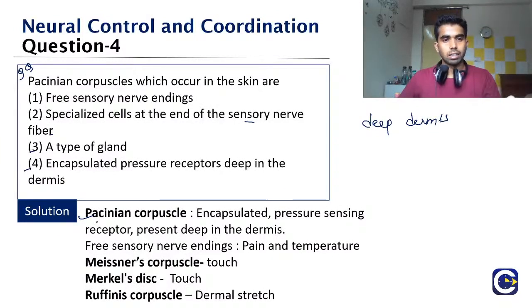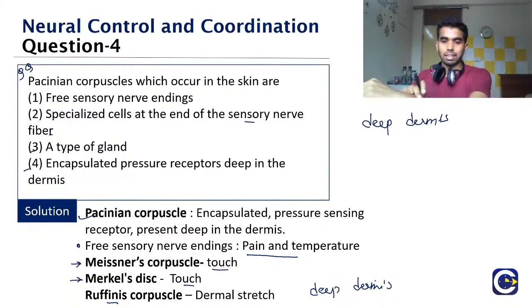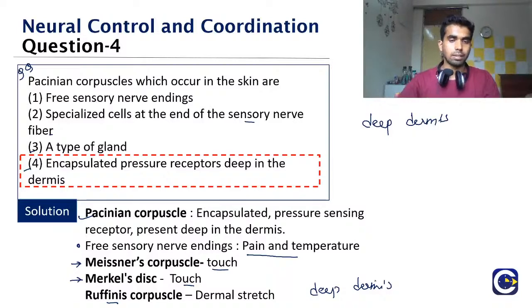And the other receptor that is also asked in the examination is the free sensory nerve endings. The free sensory nerve endings sense the pain and the temperature. Yes, very well said Jivita, it is option D. Whereas there are two more receptors, the Meissner's corpuscle and the Merkel's disc, and both of them sense the touch. And the Ruffini's corpuscle, it is also present in the deep dermis, and it senses the dermal stretch. When you stretch the skin, it is sensed by the Ruffini's corpuscle. So as Jivita said, the correct answer is option D.